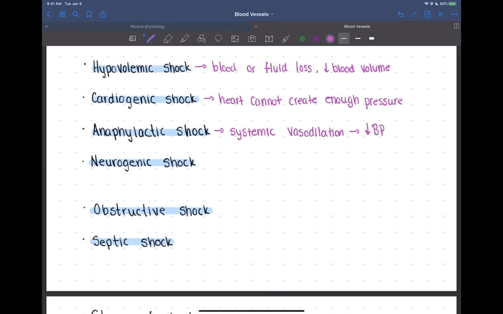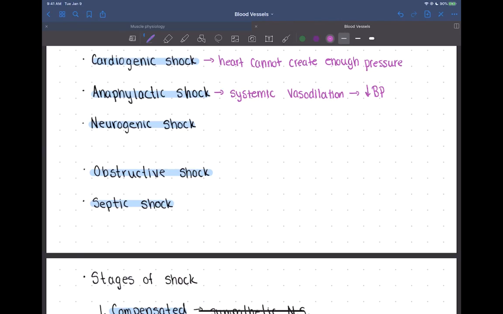And so when the blood pressure is that low, you can't move the blood efficiently through your body. Frequently with anaphylactic shock, you hear about it with allergic reactions, and that's because with a severe allergic reaction, you get that systemic release of histamine, and then that histamine causes systemic vasodilation and that drop in blood pressure. Okay, so that's anaphylactic shock.